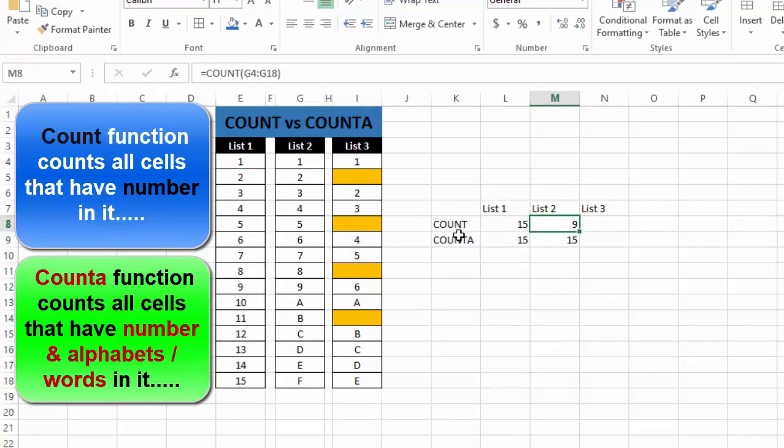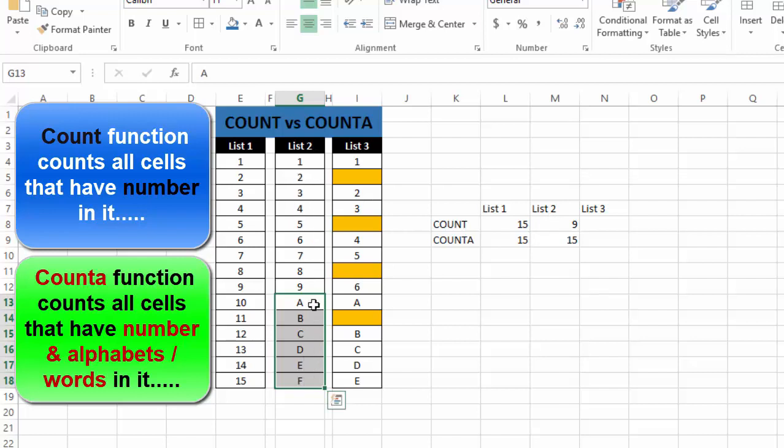In the second list, as I said, the COUNT function just counts the number of cells that have numbers in them. Here you can see these numbers are up to 9, meaning there are 9 cells that have numbers, and the remaining cells have alphabets. So the COUNT function will only count the cells from this list that have numbers.